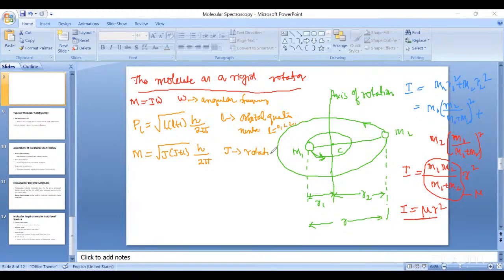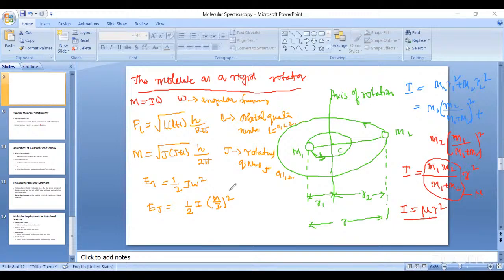J can take the values 0, 1, 2, 3, and so on. According to the classical theory, the energy of rotation of a rigid rotator, EJ, is equal to half I omega square. Therefore, EJ equals half into I into omega square, and in place of omega we can write M by I, whole square.